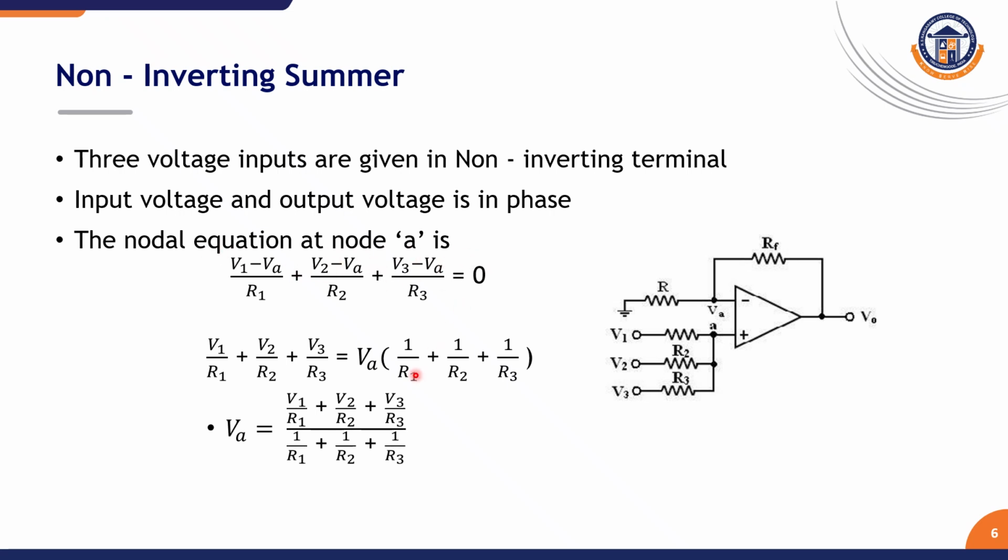The nodal equation is (V1 minus VA) divided by R1 plus (V2 minus VA) divided by R2 plus (V3 minus VA) divided by R3 is equal to 0. By rearranging, V1 by R1 plus V2 by R2 plus V3 by R3 is equal to VA into (1 by R1 plus 1 by R2 plus 1 by R3). From this we can find the expression for VA: VA is equal to (V1 by R1 plus V2 by R2 plus V3 by R3) whole divided by (1 by R1 plus 1 by R2 plus 1 by R3). This is the expression of the voltage available at node A, that is VA.